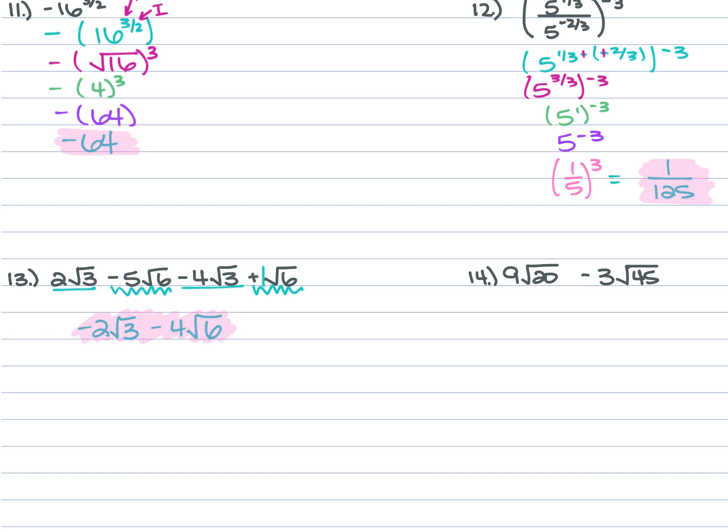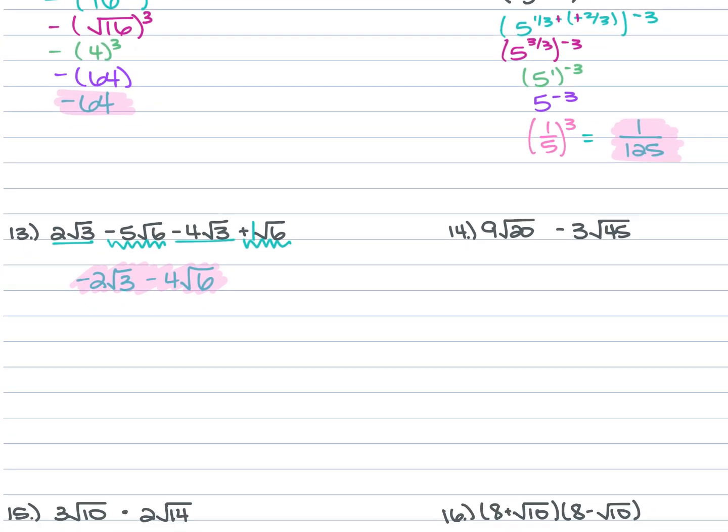For 14, you have 9 square root 20 minus 3 square root 45. That square root of 20 and that square root of 45 both need to simplify. So 20 is 2 and 10. 10 is 2 and 5. Your two 2's pair up. So that's like saying 9 times 2 square root 5.